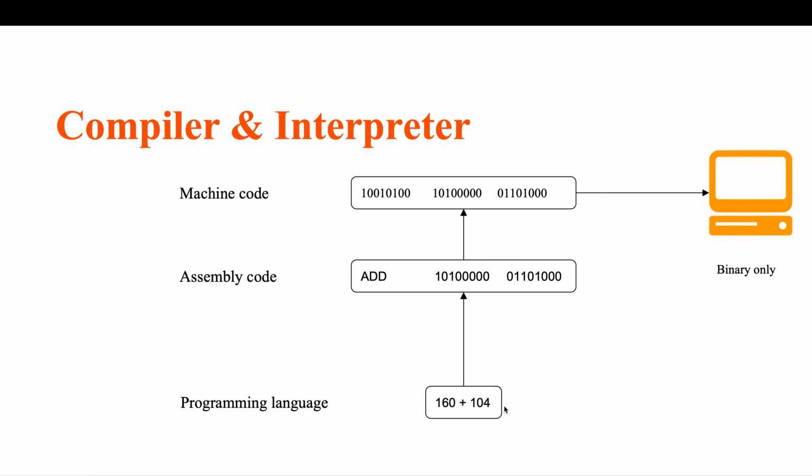Now the thing is, the computer again cannot understand this. Then there has to be some mechanism which can convert this instruction into binary. And here comes the role of the compiler and interpreter. So there are two different ways to convert your code into machine-understandable code.